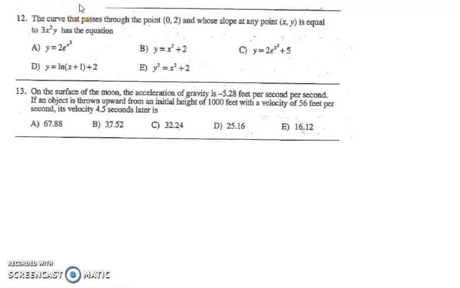All right, two more multiple choice problems. The first one says the slope at any point is equal to 3x squared y. Well, that means that dy/dx equals 3x squared y. And they want to know the solution equation that goes through the point (0, 2), which is our initial value.